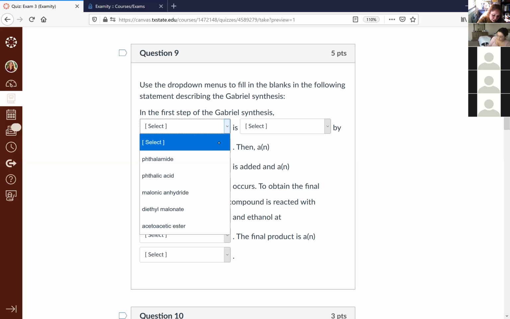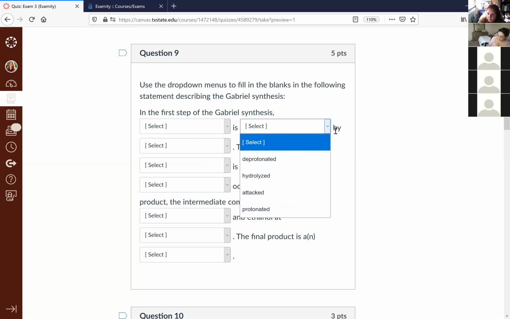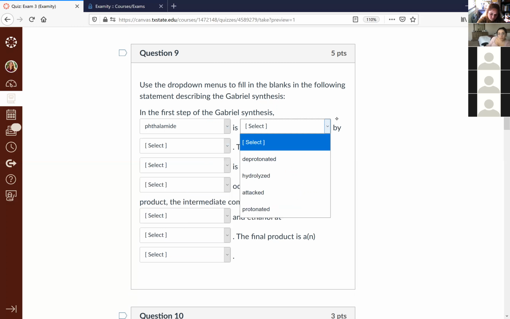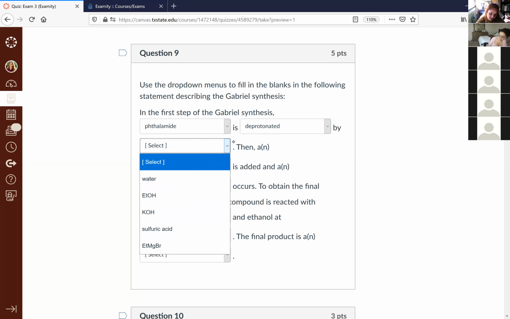you have to look at your options here. So you have some compounds and then you have some actions. So what is the compound that we start with in a Gabriel synthesis? Phthalimide. Yeah, you start off with phthalimide. And what happens to it? It gets deprotonated. Yeah, by what? Which of these options would be used? KOH. All right, so it's going to be KOH.